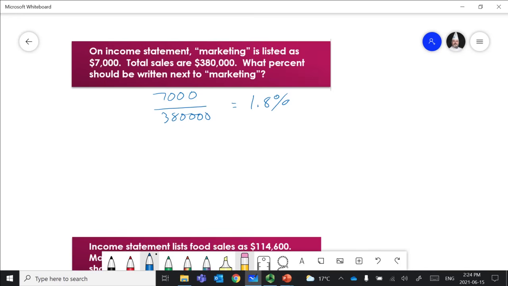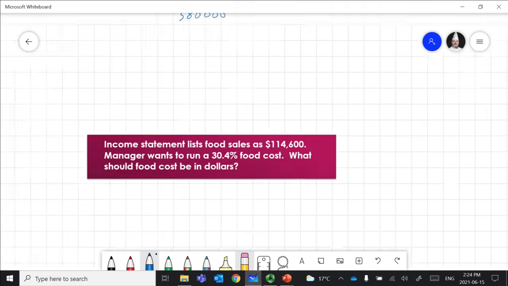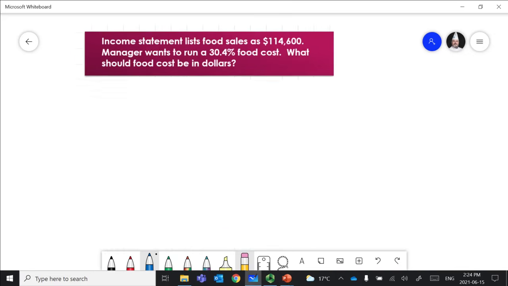Okay. Next example. Income statement lists food sales at $114,600 and the manager wants to run a 30.4% food cost, what should food cost be written in dollars? Sorry, I was jumping ahead with the budgeting. That's the next video. So we have an income statement that lists our food sales as $114,600. Management wants to budget 30.4% food cost. How much money do we have to spend on food?